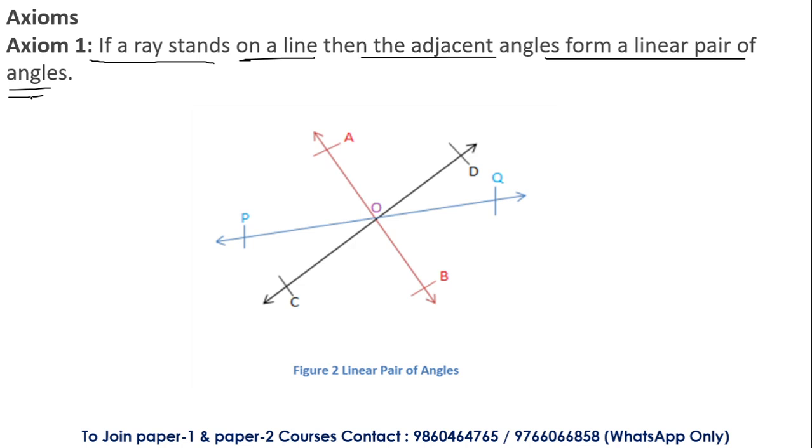Okay, if a ray stands on a line, then the adjacent angles form a linear pair of angles. What does it mean? In the given figure, these are the segments. This is the complete line AB, but this particular part is called segment AB. Similarly, if we look at the black line over here, this is segment CD.